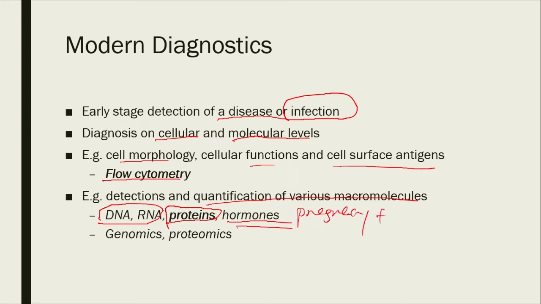Pregnancy test is looking at hormone, right? Any hormone that is indicative for pregnancy. So those are all diagnostics, and in combinations, we can call these DNA, RNA genomic diagnostics, and protein and hormones, we can collectively call them proteomic diagnostics.